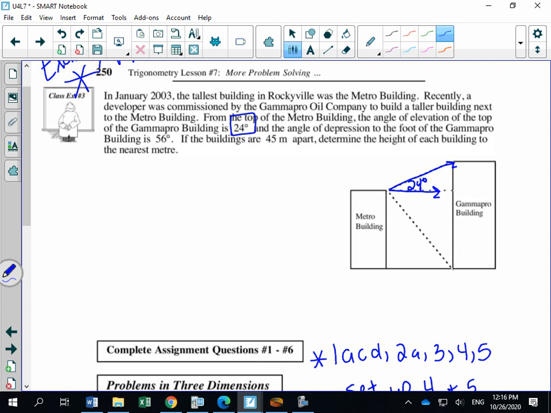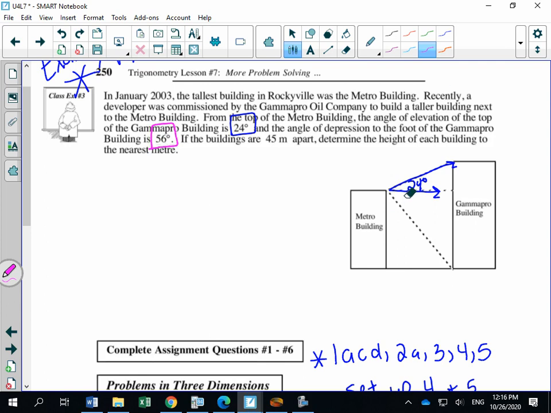Here's what you do. As soon as you get this angle, actually, we don't have enough information yet. Let's fill in a few other things. The angle of depression from the top of the Metro to the foot of the Gampero is 56 degrees. Who knows where the 56 goes?